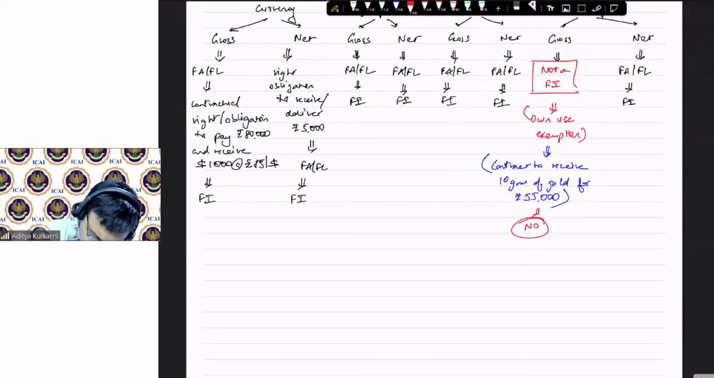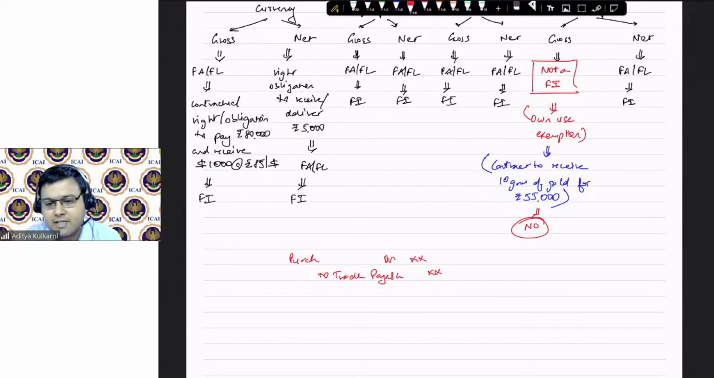See, what is the trade payables entry? Purchases account debit to trade payables. Am I right? All of you have done or are doing articleship. When do you book this entry? Once the goods are received, once the GRN is done and inspection is done, that time you book the entry. That means you receive the asset and then you book an obligation.